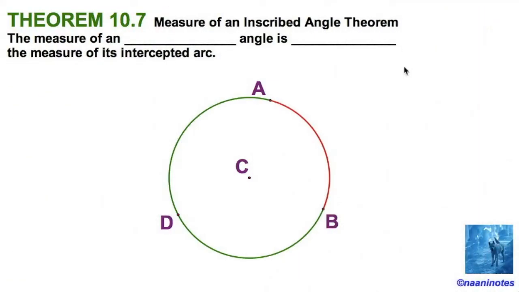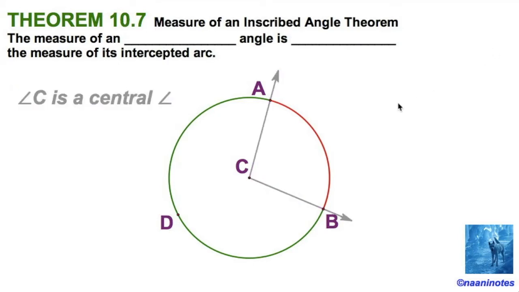Well, let's explore these next four theorems. We'll do a little bit of measuring. We're going to start here with this theorem 10.7. We'll take a trip from the known to the unknown. I want you to go ahead and take your straight edge and draw these rays.